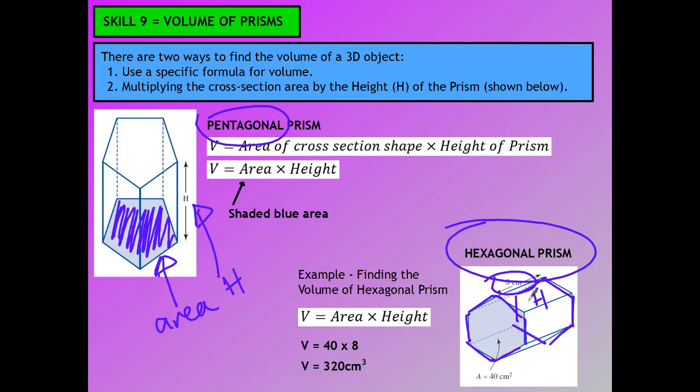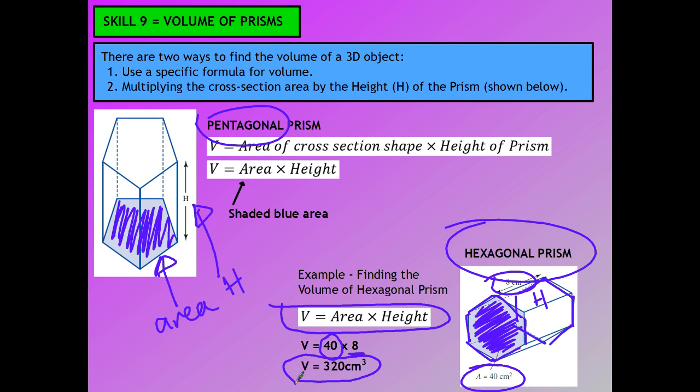The area of the hexagon at the front, the shaded blue section, we can see underneath is 40 centimeters squared. So our general formula for this is area times height. So we do 40, which is our area, and we multiply it by 8, which is our height. And that gives us an answer of 320 centimeters cubed.